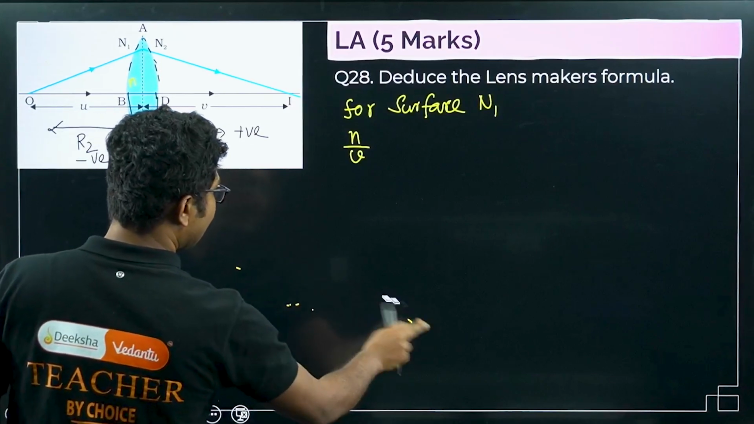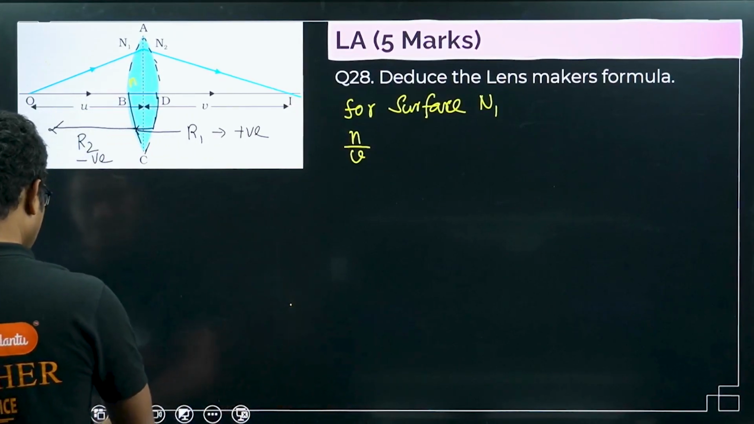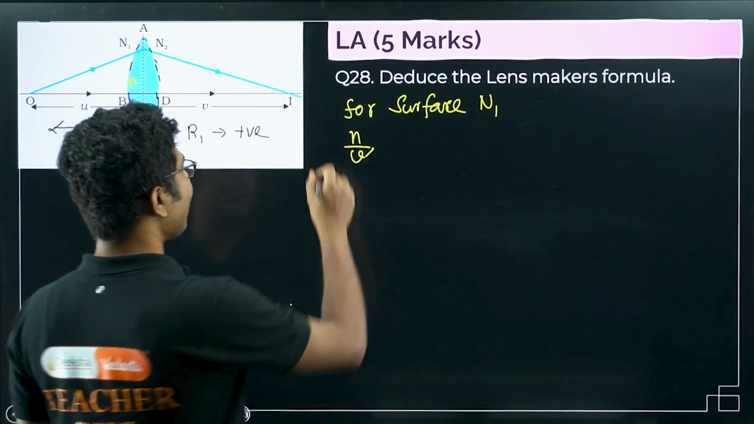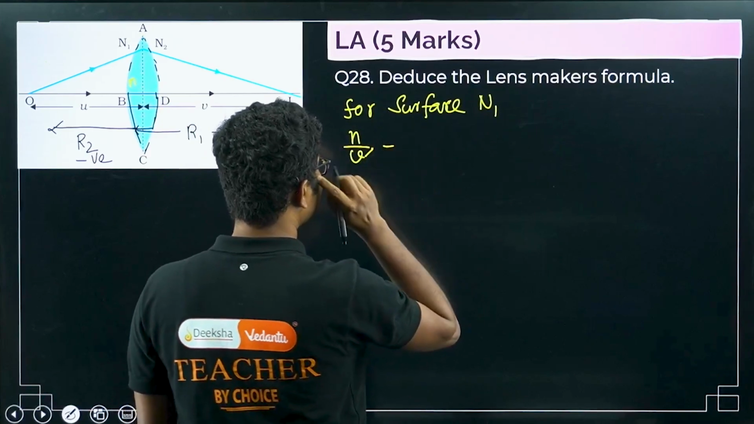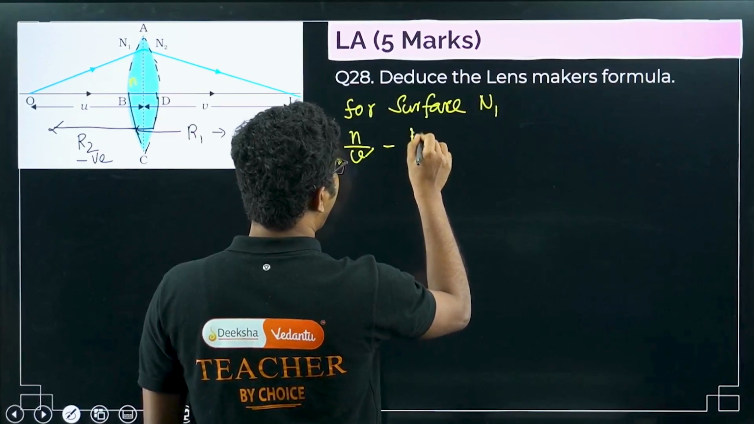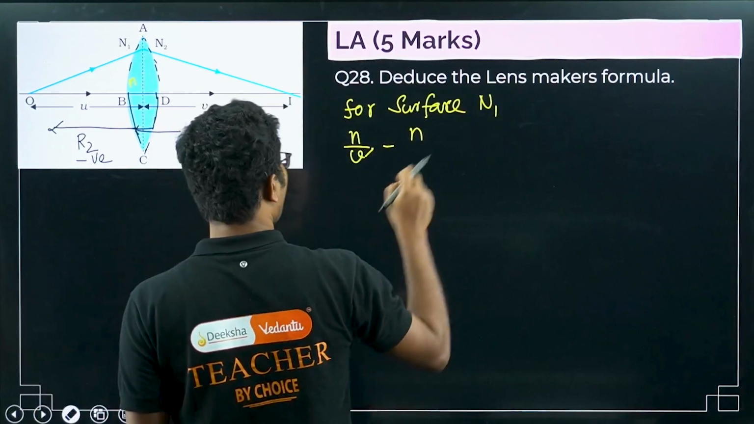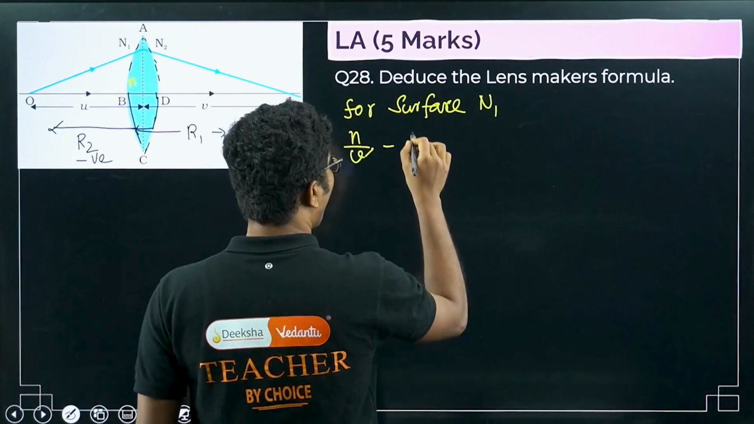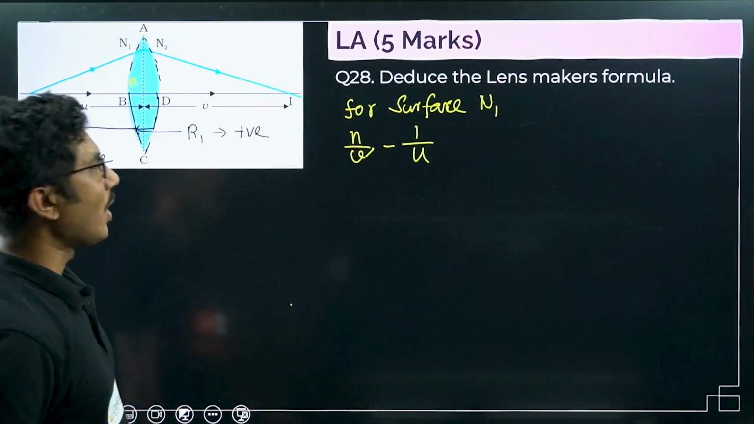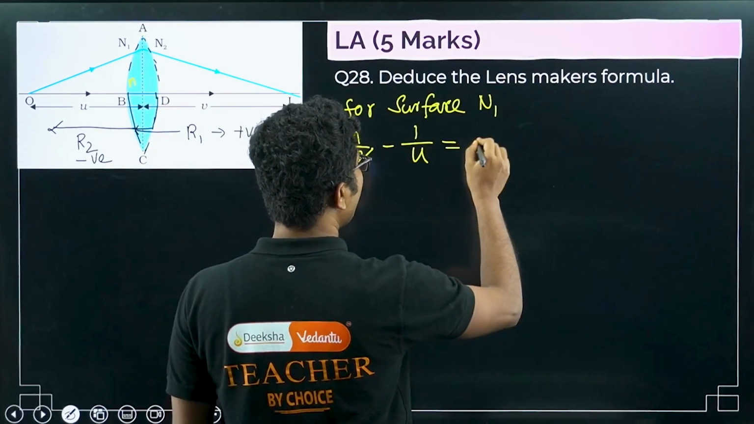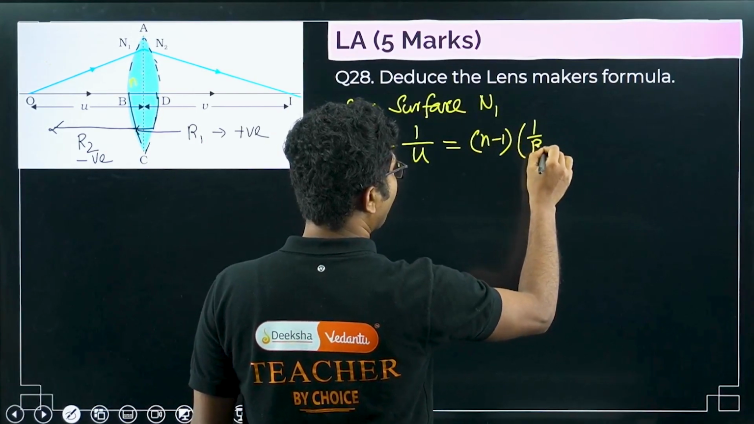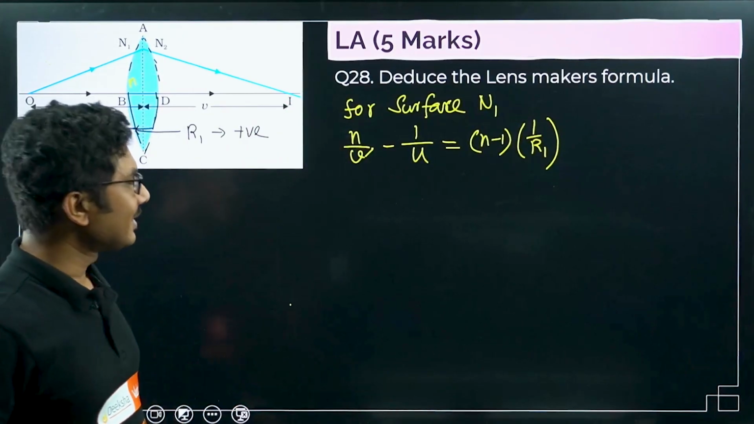So what is the image distance in this case? Image distance will be v dash, and this is inside this glass surface, so that's why the refractive index of glass we are using, minus air is 1 by u, right? n by v dash minus 1 by u equals n minus 1 times 1 by R1, right? So this is the first surface formula.